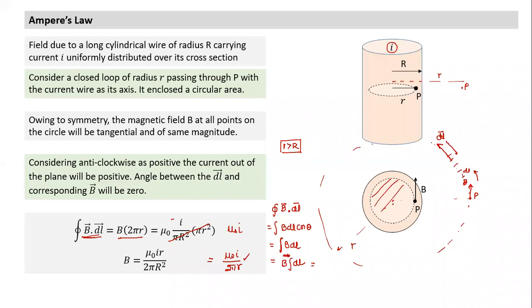So if I draw the curve of how the field would vary at a distance r, this is how the field will vary. We have seen earlier that from here to here it will vary linearly. From here onwards it will decrease as 1 by r. So that's what we can calculate.